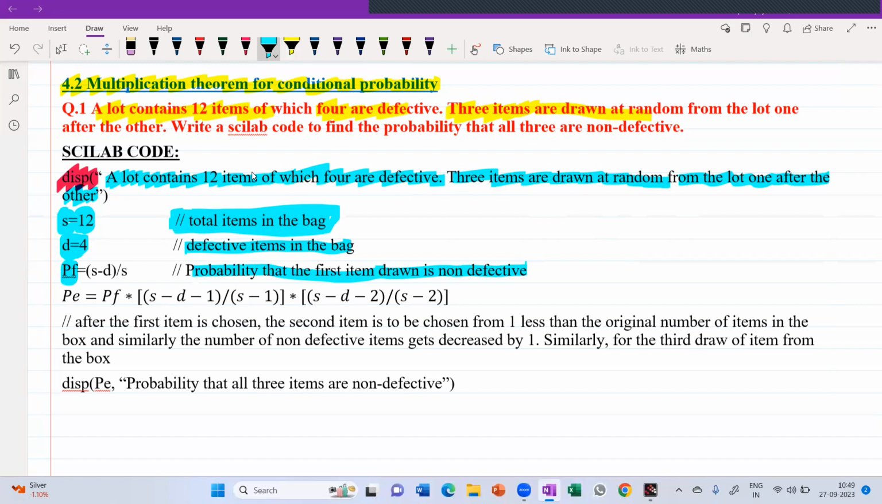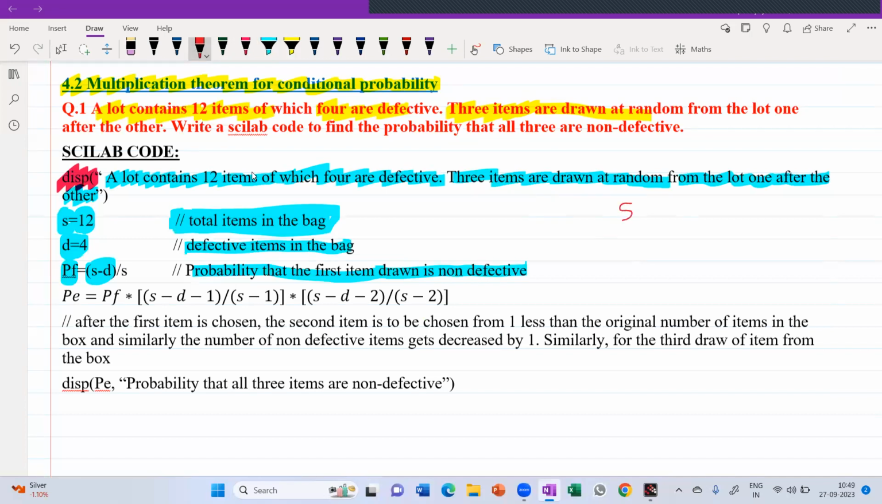So how many non-defective items will be there? S minus D. S was the total number of items. D was the number of defective. So if you remove defective items from the total items, you'll be left with non-defective. That is why S minus D is there. I hope you all have understood how S minus D has come.